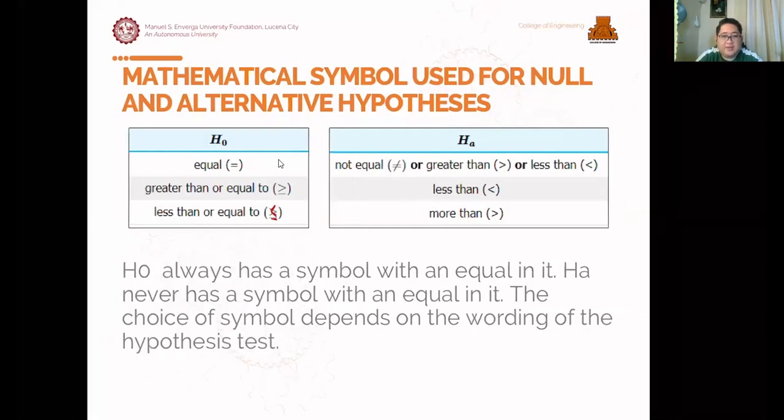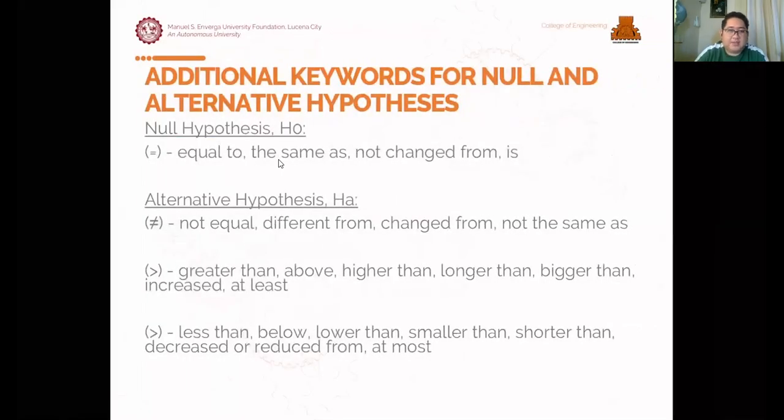Okay. Going back sa additional keywords, kapag null hypothesis, kapag equal yung sinasabi natin, pwede nating term is equal to, the same as, or not change from. Okay? So that is the same. Then for alternative hypothesis, so for not equal, pwede natin gamitin yung not equal na term, different from, change from, not the same as. Okay? Kasi minsan sa problem, binabago-bago lang yung term, pero yan yung ibig sabihin niya.